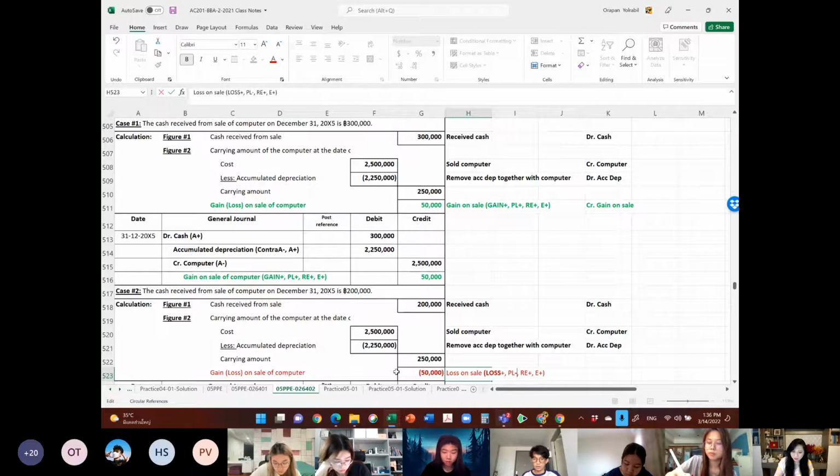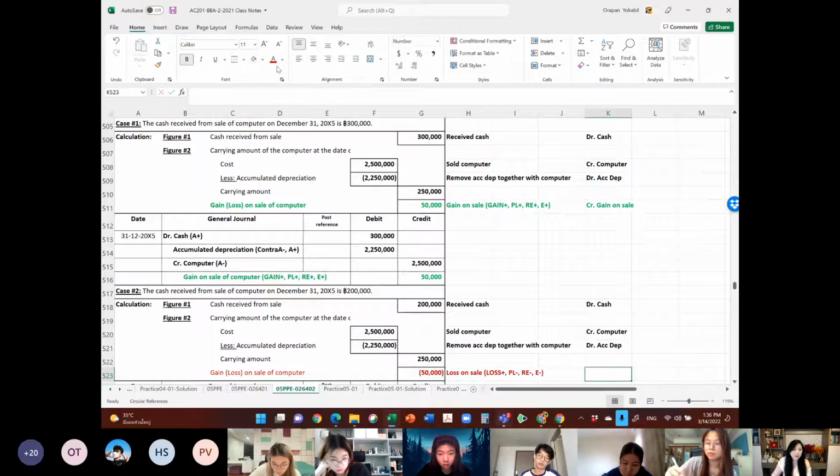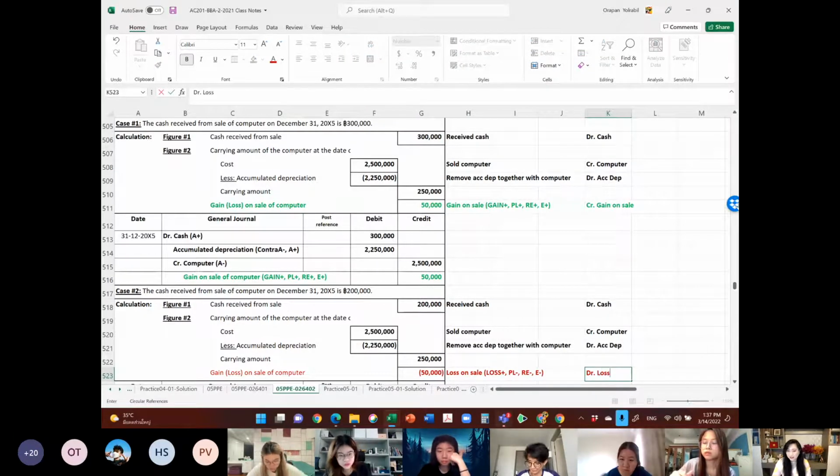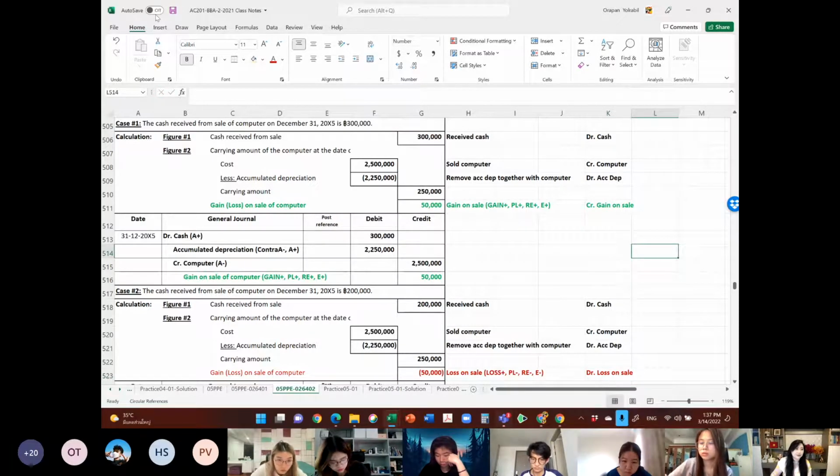It's increasing, so the profit would then be down, retained earnings would then be down, and the equity would then be down as well. So my question to you is, how should you record the loss on the sale? Should it be debited, just like expense, or should it be credited? What do you say? Okay, so over here, it's going to be debited to the loss on the sale.